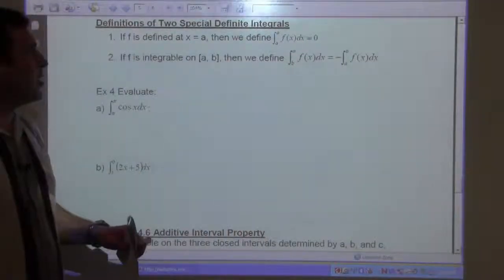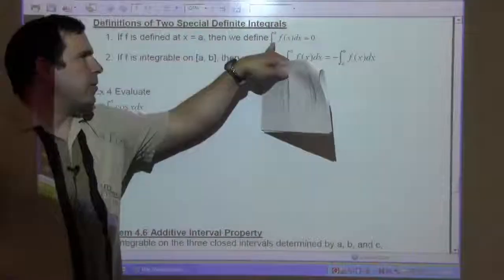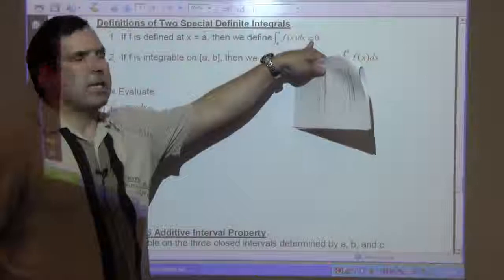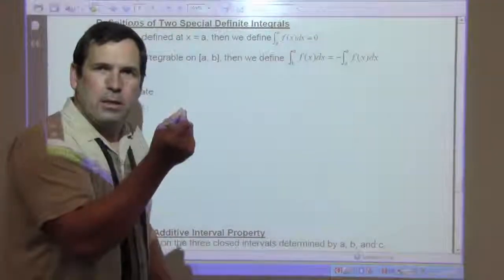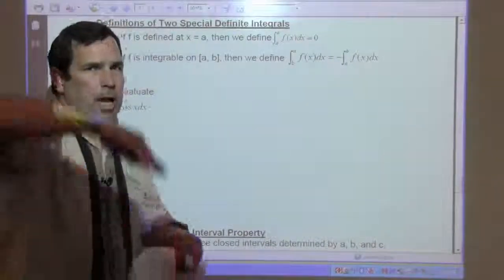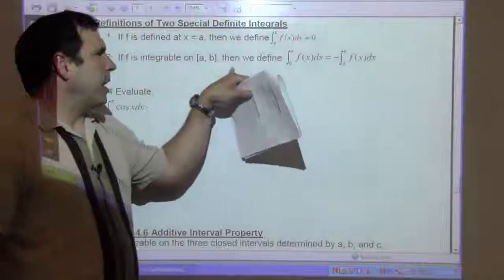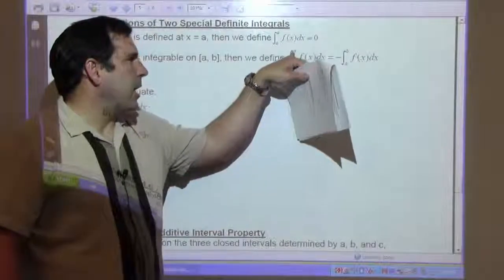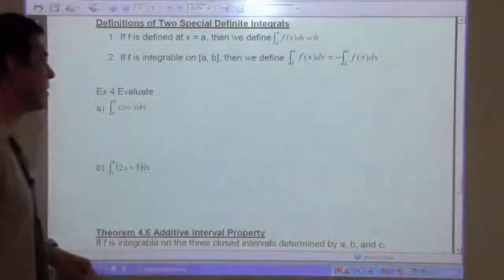Definition of two special definite integrals. If f of x is defined at x equals a, the integral from a to a of f of x dx is 0. So what we have is height, but no width, so it doesn't matter how high it is. The height times 0 is 0. And if f is integrable on the interval from a to b, we define the integral from b to a of f of x dx as the negative of the integral from a to b of f of x dx.